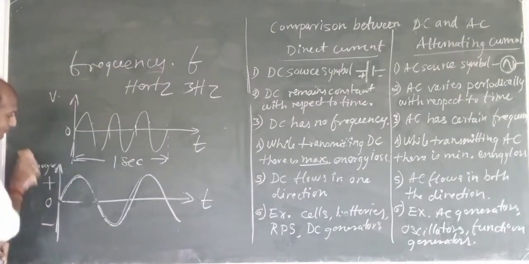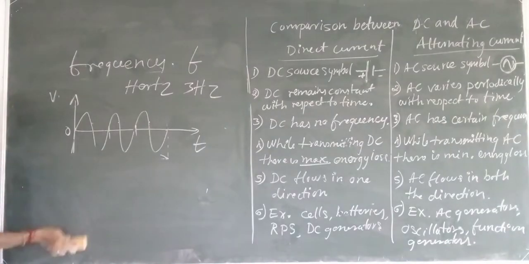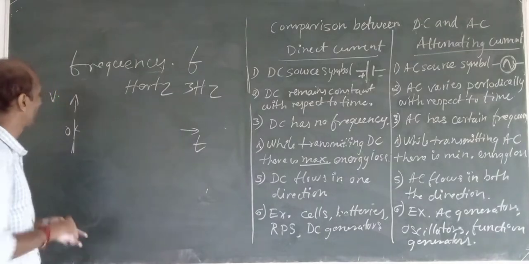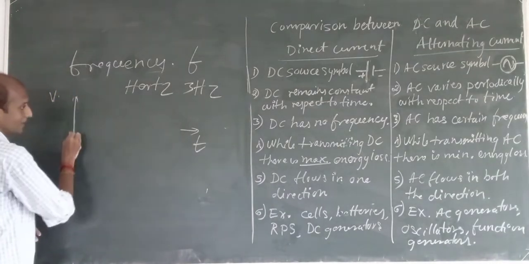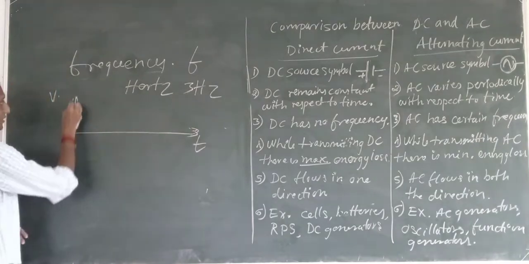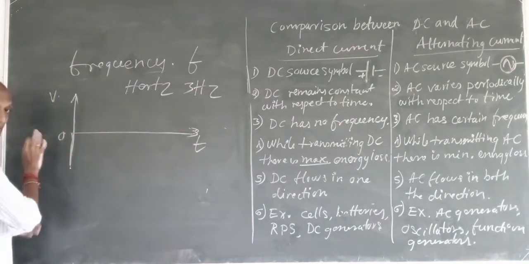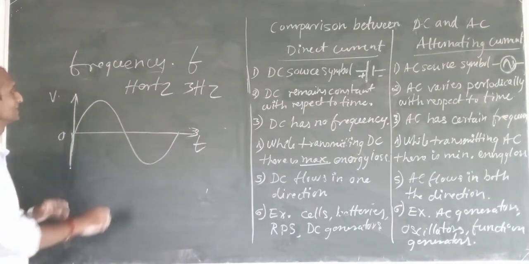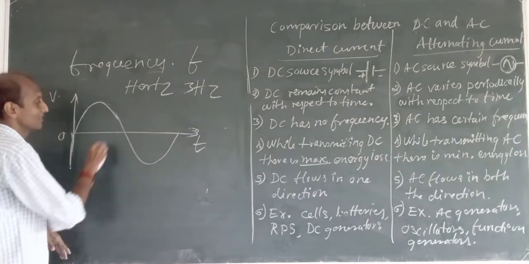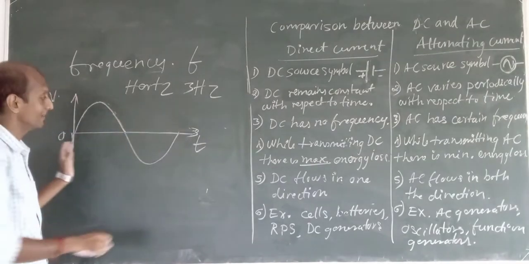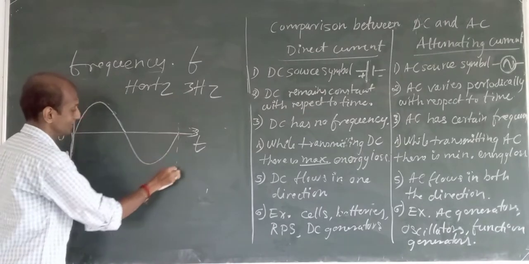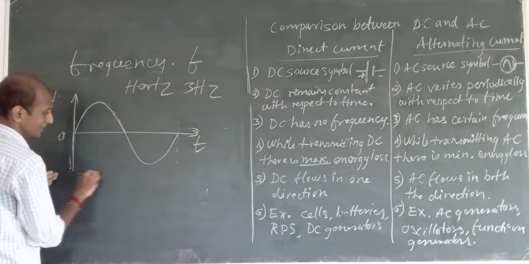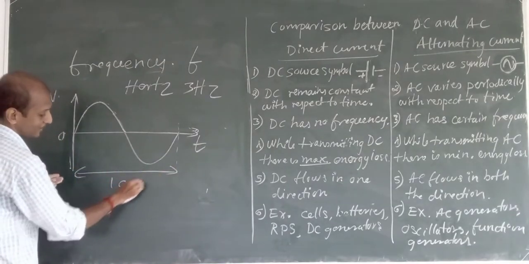After all this, I will take another thing now, about the alternating quantity itself. I have represented only one cycle here. Now I have represented an alternating quantity example where only one cycle is drawn. Here the cycle starts and here it ends. So this is one cycle.